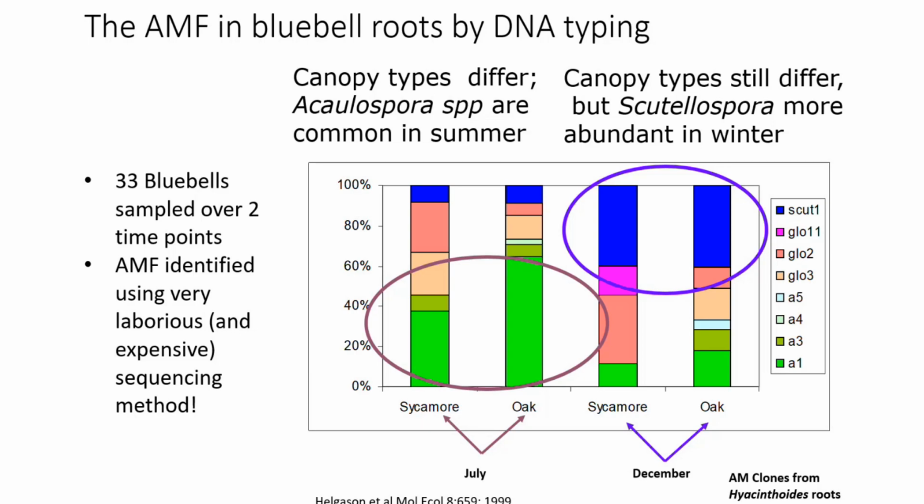But the same is true in the winter. The canopy types still differ in different ways, but the dominant taxon has completely changed. And what you see in the down season is this Scutellospora type, which James was very aware of from the spores. We knew it was there, and we were unsurprised to find it in the roots in the winter.